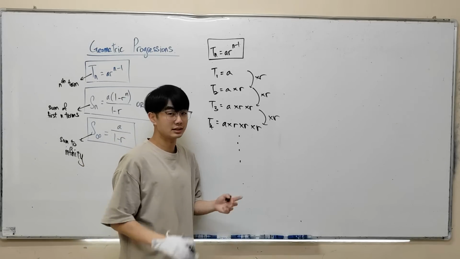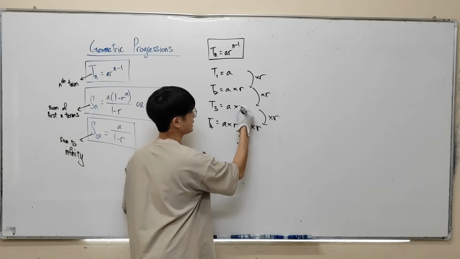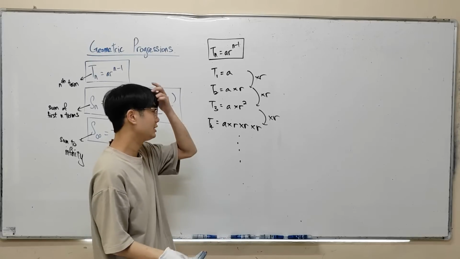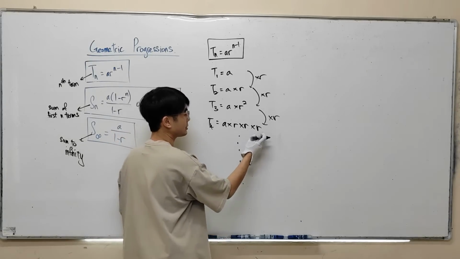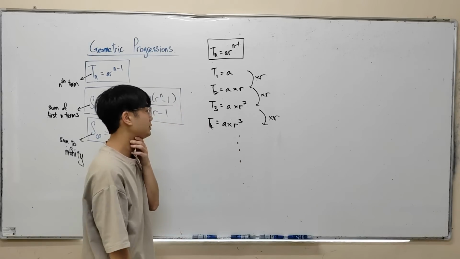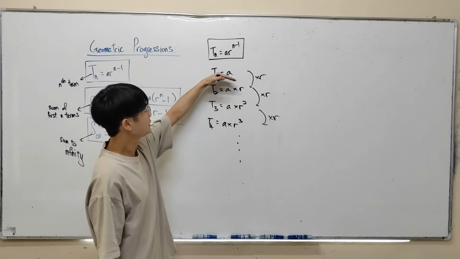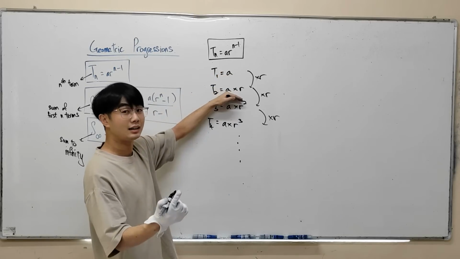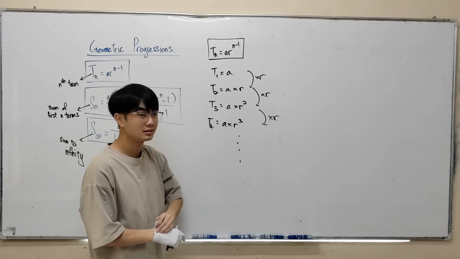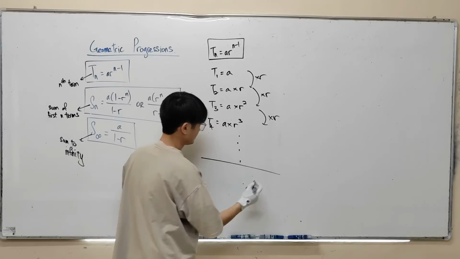We can write this a little bit differently. R times R we can write like this, R power 2, because R power 2 is R times R, it's the same thing. Then R times R times R is basically R power 3. So you can see a pattern here. This one is A, this one is A times R. It means this one times R 1 time, this one times R 2 times, this one times R 3 times. So now we can generalize.